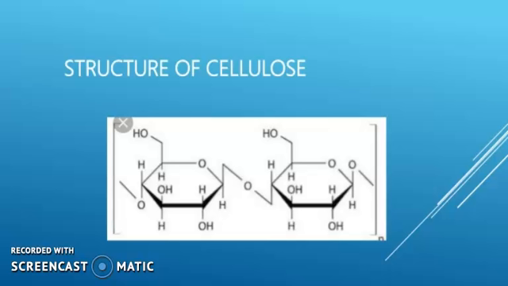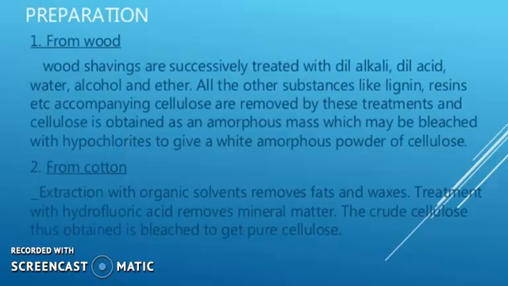So look at the structure of cellulose. Now friends, the preparation from wood and from cotton. From wood, shavings are successively treated with dilute alkali, dilute acid, water, alcohol and ether. All other substances like lignin and resins accompanying cellulose are removed by these treatments, and the cellulose is obtained as an amorphous mass which may be bleached with hypochlorite to give a white amorphous powder of cellulose.